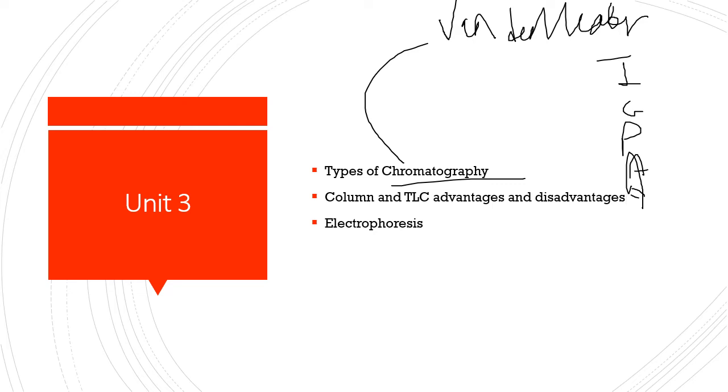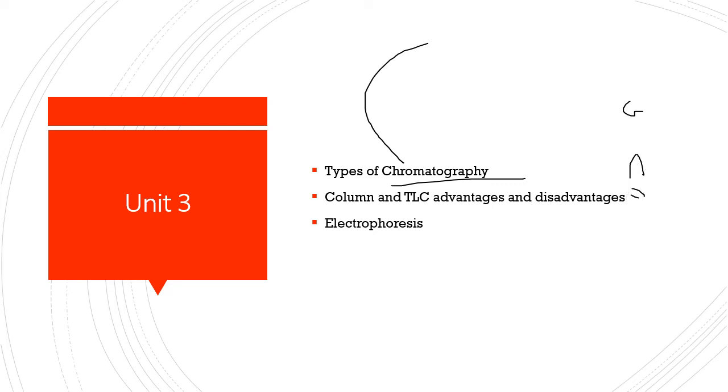Like if you want to isolate and purify, you will go for preparative. If you want to just separate and identify, you will go for analytical. Isocratic is basically when you have a limited mixture, a limited polarity and sample. But when you go for gradient elution, you can separate a large variety of the particles.